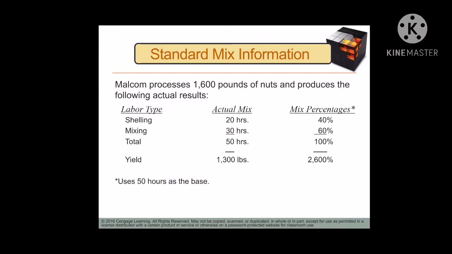Markham processes 1,600 pounds of nuts and produces the following actual result. Label type shelling, 20 hours, mix percentage 40%; mixing, 30 hours, percentage 60%; and total is 50 hours for actual mix and total mix percentage 100%. The yield is 1,300 and yield percentage 2,600. Sorry. Okay, so we will use 50 hours as the base.